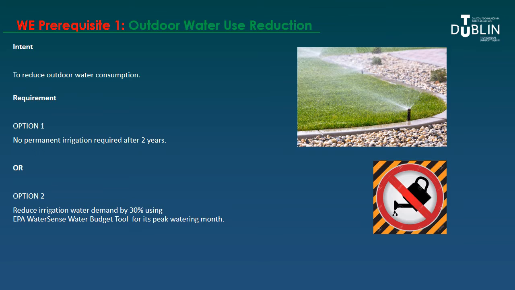The first option to achieve the requirement is that you just have no permanent irrigation after 2 years. So there's a 2-year period where any landscaped area would get to establish itself, and after that it wouldn't require any permanent irrigation, so a sprinkler system, etc. Or you reduce the irrigation water demand by 30% using metering and timing tools for the peak watering month.